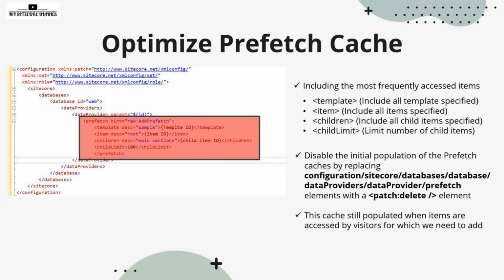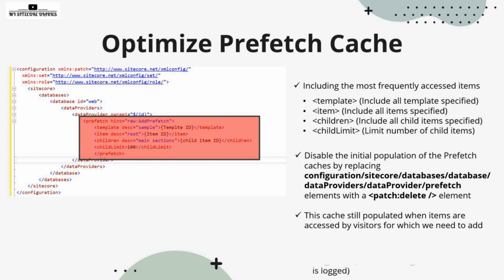Disable the initial population of the prepage cache by replacing this node, where we can replace the configuration Sitecore database, data provider, prepage cache elements with a patch delete. If you apply this patch delete, it will disable your prepage caching, and this cache will still populate when items are accessed by visitors. The difference here is that the prepage cache was being built at the start of the application. So when the application gets started, the prepage cache is built. But when you disable it, it will do it when a visitor tries to access the item.